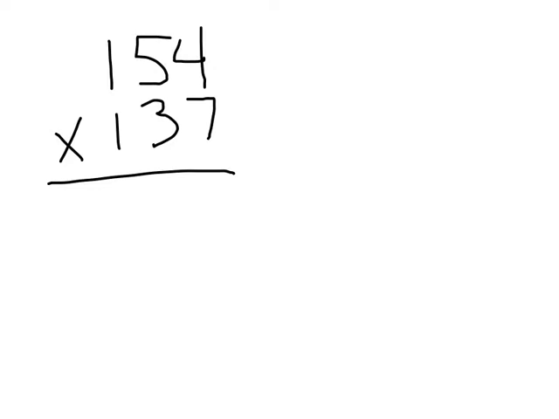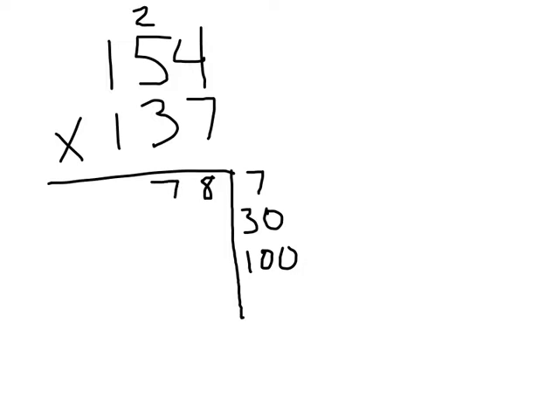So let's try an example. 154 times 137. Remember, we're going to split this into 7, 30, and 100. So first, I'm going to multiply 7 times all three numbers across. What's 7 times 4? It's 28. What's 7 times 5? It's 35. Plus 2 more is 37. What's 7 times 1? It's 7. Plus 3 more is 10. Now I'm finished with my 7.